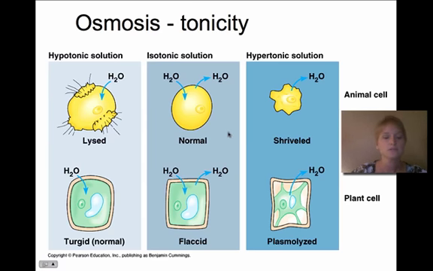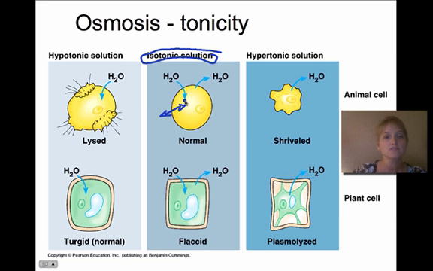Now, with osmosis, we have something called tonicity. This is how these different concentrations of solution will affect a cell. I'm going to start with isotonic. It's the one in the middle. It's probably the easiest one to understand. It's when the solutes on the outside and the solutes on the inside are equal. So there's no difference in the concentration.